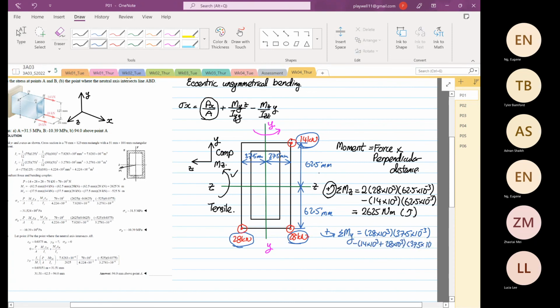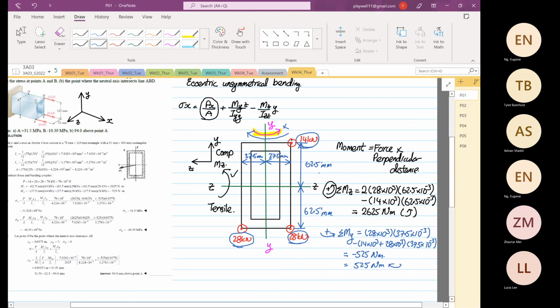Times 10 to the power minus 3 again. Okay. So this works out to be 28 minus 14 times 10 to the power 3 times 37.5 times 10 to the power minus 3 is equal to minus 525. Now, minus 525 over here, what does this mean? Means this direction that we have drawn is wrong. Okay, so this direction is wrong. So all we need to do is to flip it around. Okay, flip it around. So you put this is equal to 525 Newton meter, and then you flip it around.